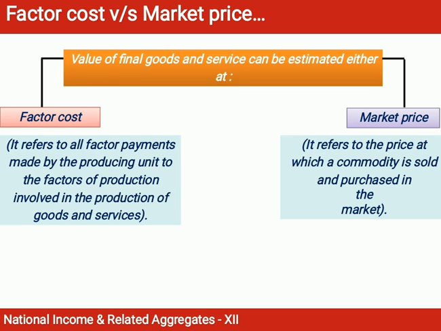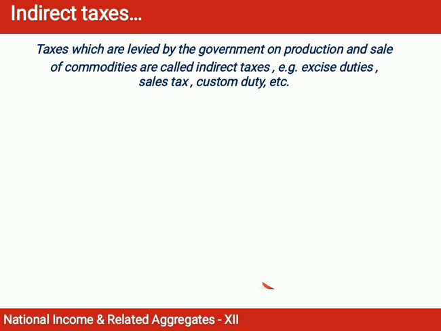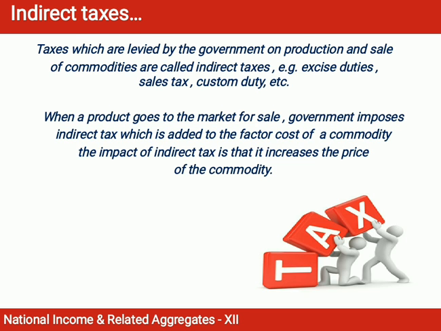The basic conversion difference between the concept of factor cost and market price is the net indirect taxes. So before studying the net indirect taxes, we study the concept of indirect taxes. Indirect taxes refer to those taxes which are imposed by the government on production and sale of goods and services. For example, GST. Indirect taxes increase the price of the commodity in the market.